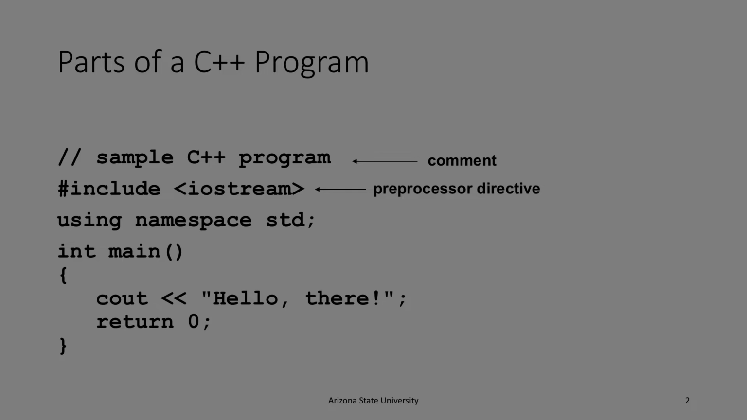So what do you think iostream actually means? Right, so the IO actually represents input and output. Where do you think the output or input part of this program is?